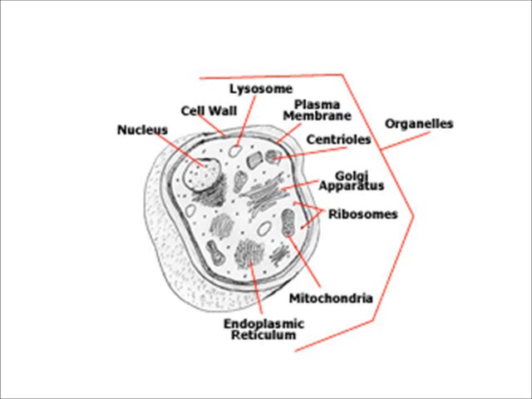The first cell that has a cell wall that I'm going to talk about is a fungus. A fungus is actually pretty similar to a plant cell. A fungus contains a nucleus, cell wall, lysosome, plasma membrane, centrioles, Golgi apparatus, ribosomes, mitochondria, and an endoplasmic reticulum.